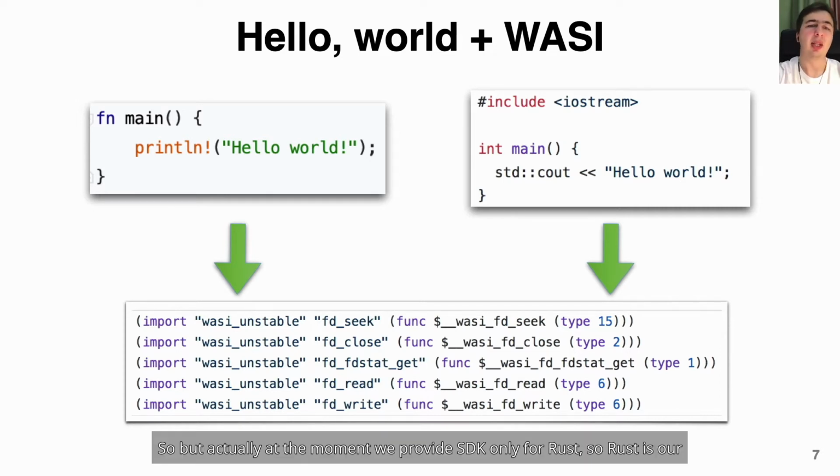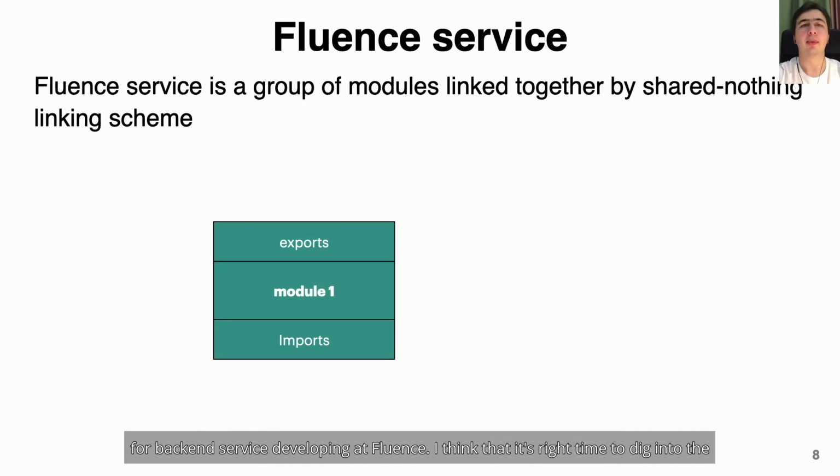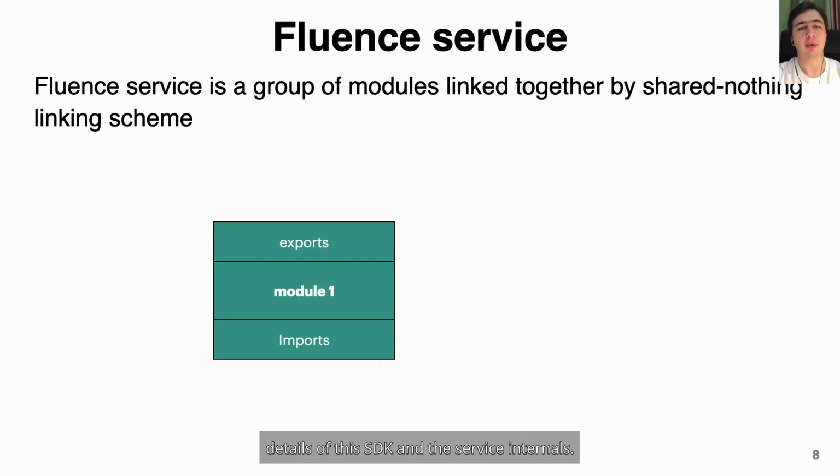But actually, at the moment we provide an SDK only for Rust. So Rust is our primary language for backend service development. And I think it's the right time to dig into the details of this SDK and the service internals.